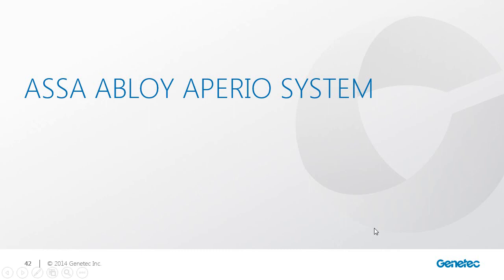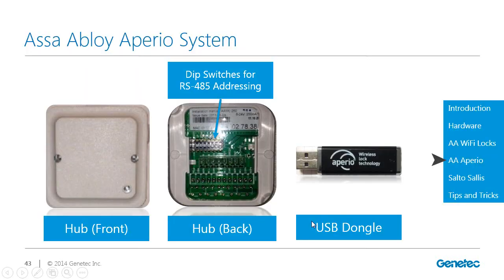Now let's take a look at the Assa Abloy Aperio configuration. Take a look at the guide for the detailed steps, but the basic steps, first of all, is that you need to set the EAC address from 1 to 15 on the back of the hub using the dip switches that you can see from the back. Now we can daisy chain hubs together, but each one must have its own address.